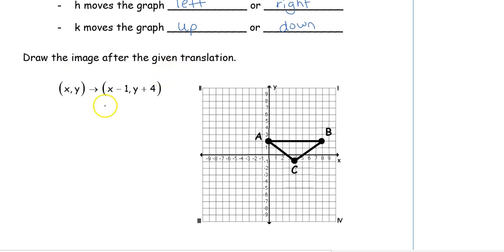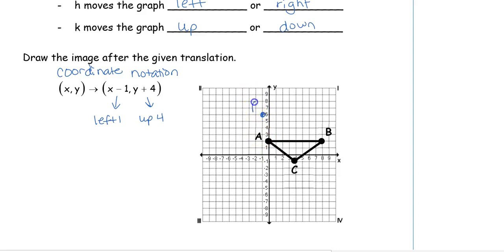Our first one, we want to draw the image under the given translation. So first we see that this is going to be coordinate notation. In coordinate notation, which is the one that we use the most often, we see that our beginning point is at x, y. So this is the original coordinates of our point. This tells me from my original point, the -1 with the x tells me that I'm going to go left 1. The +4 tells me that I'm going to go up 4. So if I find one of my original points, A, I'm going to go left 1 and up 1, 2, 3, 4. This is the image of A after that translation.